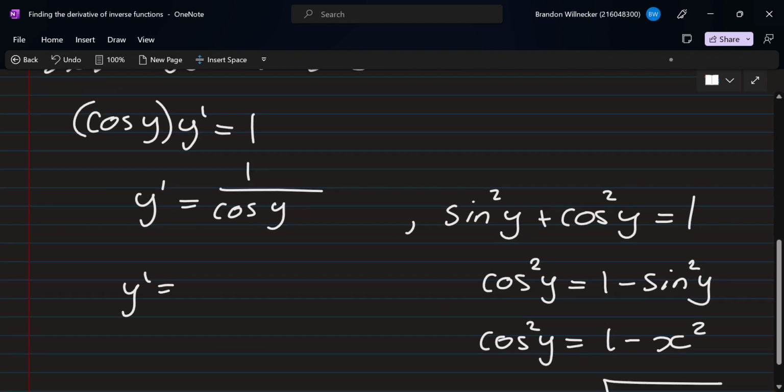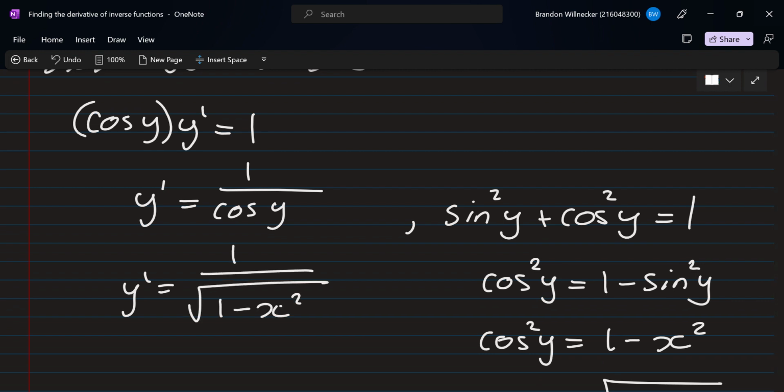So y prime will be 1 over the square root of 1 minus x squared. And notice that this will always be positive because the square root of something will be positive. So that's a little hint as to why we take this positive square root. So do a little sketch of sine, do a little sketch of sine inverse, and see how the gradient changes along the function, and then you'll see why we need to take this positive root. That's just a little exercise that you can do for homework.